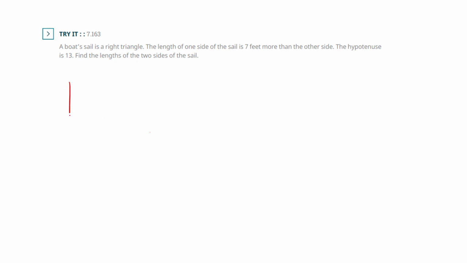Okay, so we've got the same kind of arrangement. We've got a hypotenuse of 13. One of the legs is x, and the other is 7 more than that one. So pretty difficult. We're going to use the Pythagorean theorem. I'm going to do x squared plus this side squared, the whole side in parentheses, equals 13 squared.